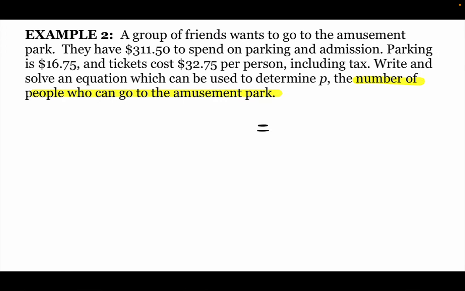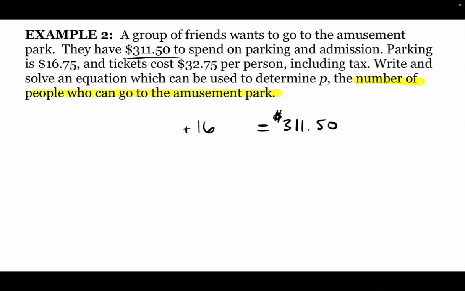Okay, so the first thing, we got the equation. What's the total going to be? Which one of those is the total? That's how much total they have to spend, right? $311.50. That's how much they have to spend. Okay. So we got $311.50. So I still have $16.75 and $32.75. One of those is a rate. One of those is a fixed number that's not going to change. Which one is the fixed number that's not going to change? The 16. The parking, right? $16.75. Yeah, they're only taking one car.